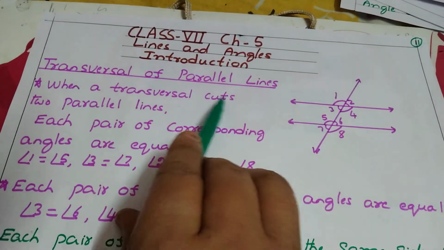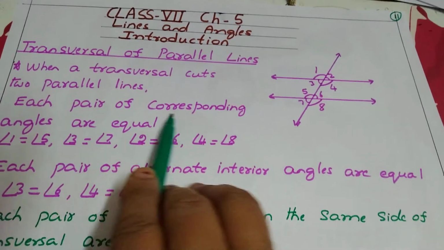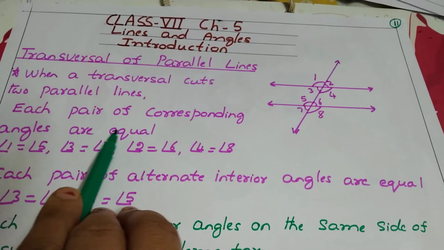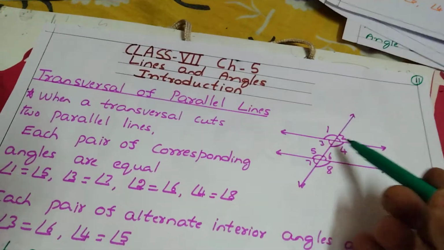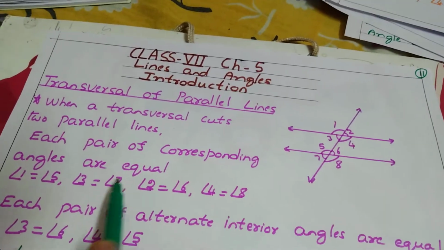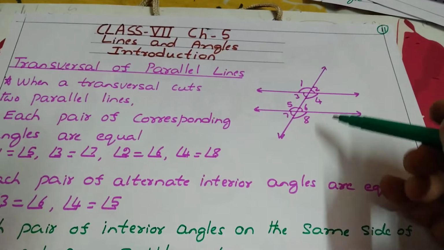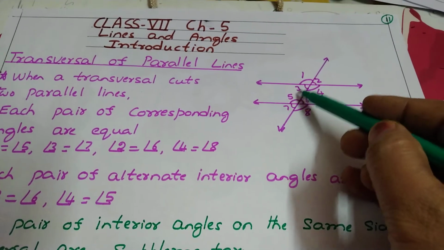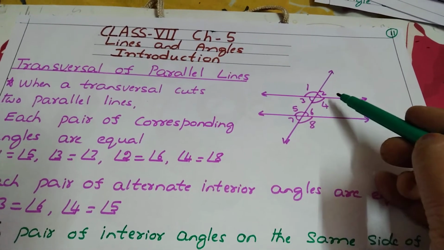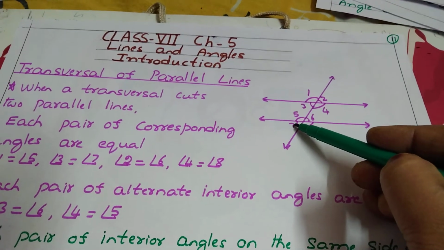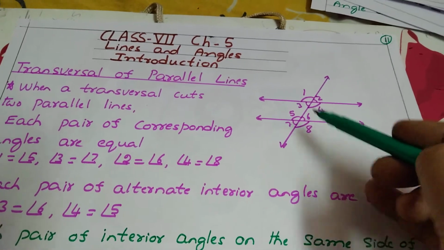When a transversal cuts two parallel lines, each pair of corresponding angles is equal. So wherever we take the measures of any corresponding angles, they are equal. See here, each pair of corresponding angles is equal. 1 and 5, corresponding means same side, are equal. 3 and 7 are equal. 2 and 6 are equal, 4 and 8 are equal.